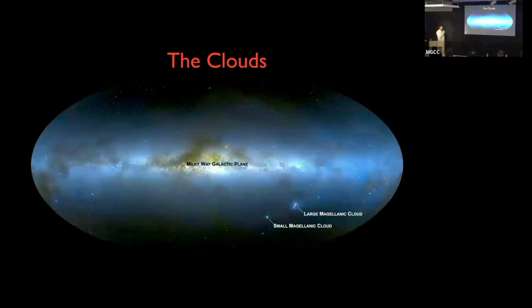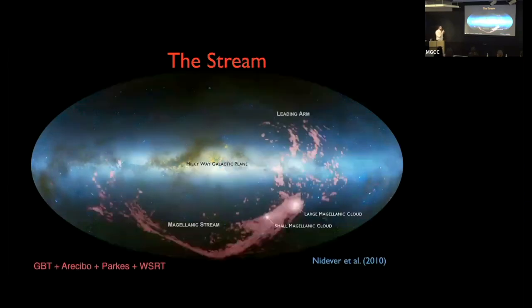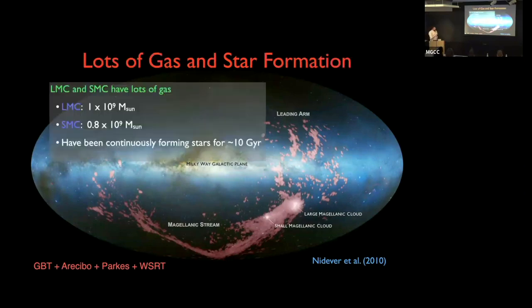The Magellanic Clouds are about 55 kiloparsecs away, and they're the largest satellites of the Milky Way and some of the closest. And if we put on our radio goggles, we can see the stream, which is about 1 billion solar masses in gas trailing behind them. Of course, this alludes to their close interaction with each other and the Milky Way, and the fact that they actually have a lot of gas. So they each have about 1 billion solar masses in gas. This also indicates that they've been forming stars for a long time and accumulating chemical abundances.